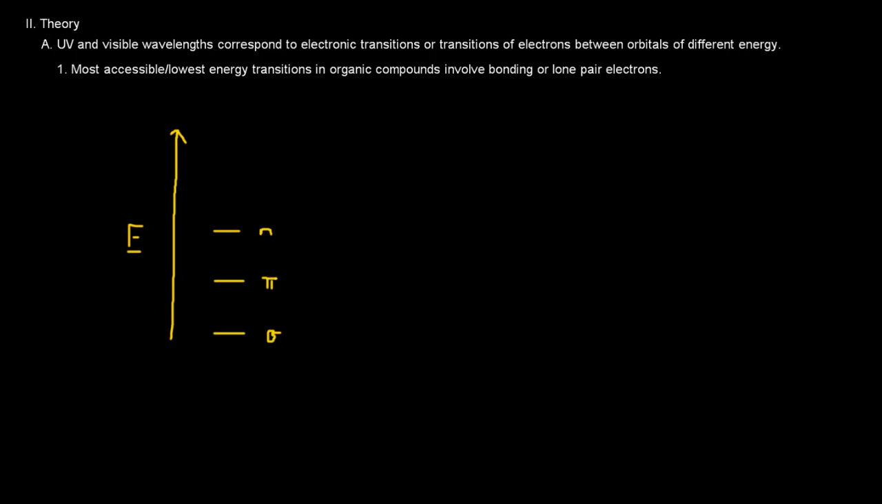These are all bonding orbitals, except for the non-bonding. And for each bonding orbital, we have a corresponding antibonding orbital. Antibonding orbitals, recall, are identified with asterisks. So this is a pi antibonding orbital.